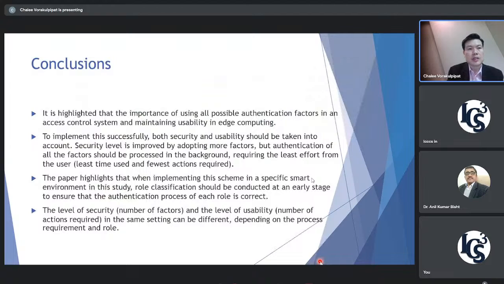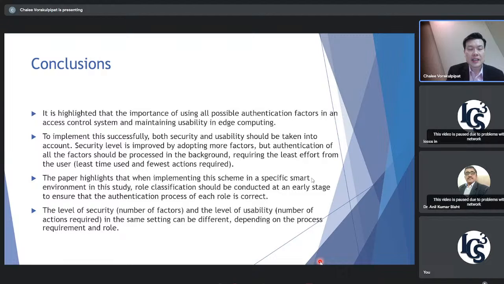Okay, for the conclusion. Even though I explained a lot of detail, I just want to show you that we have to trade off between security and usability. It doesn't mean our system could be fully automatic, but we need to consider which factor is more important.